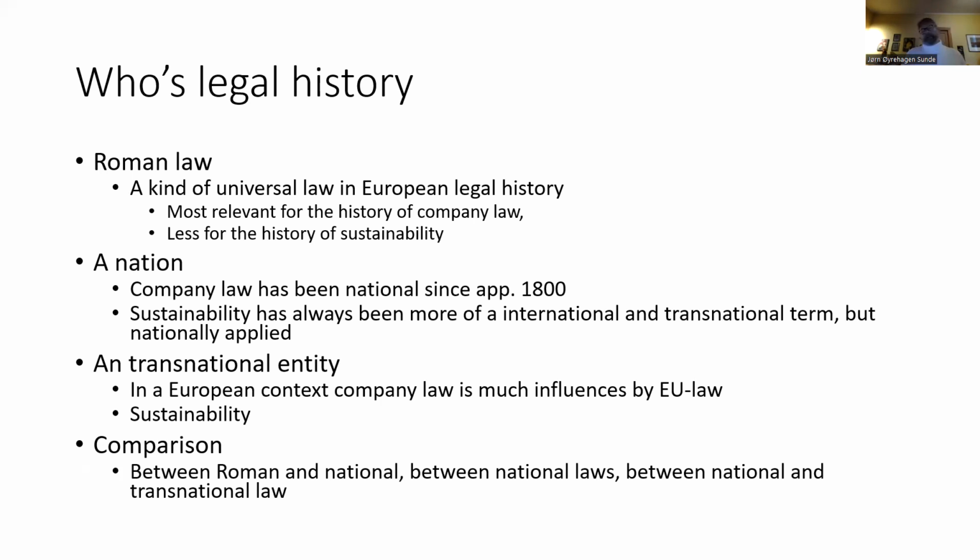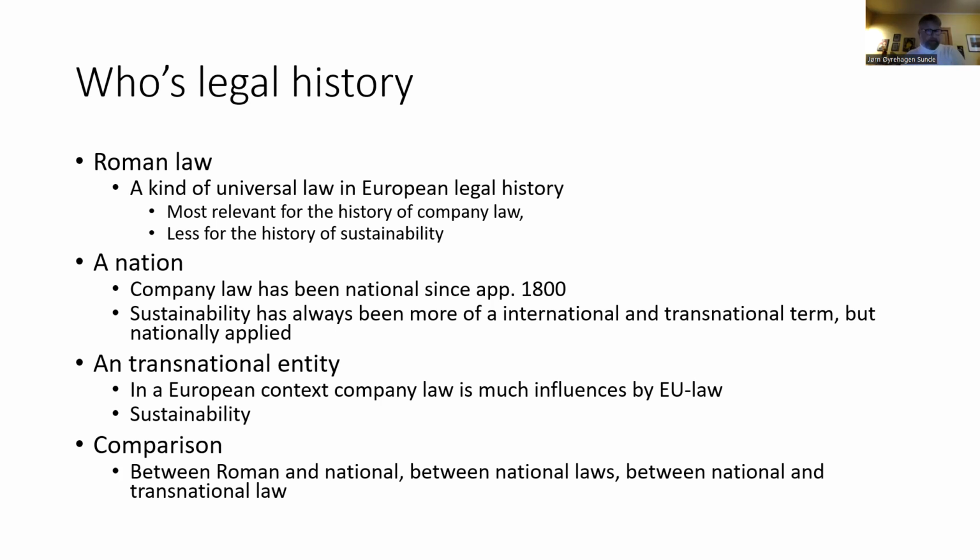When we think, at least my colleagues often think about company law legal history, they have a tendency to think about Roman law as the beginning of company law, and well, it is not, by the way, but that's what most people think. So they start with Roman law. Roman law has become some kind of a universal law in European legal history, and it is very relevant for company law, and writing about Roman law will always get you somewhere. For sustainability, not that much. Well, there's also something for sustainability, but not as much as for company law.